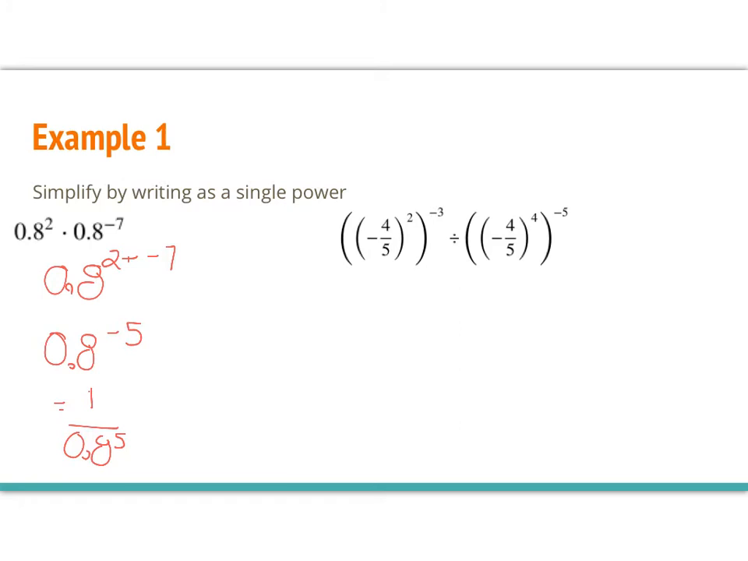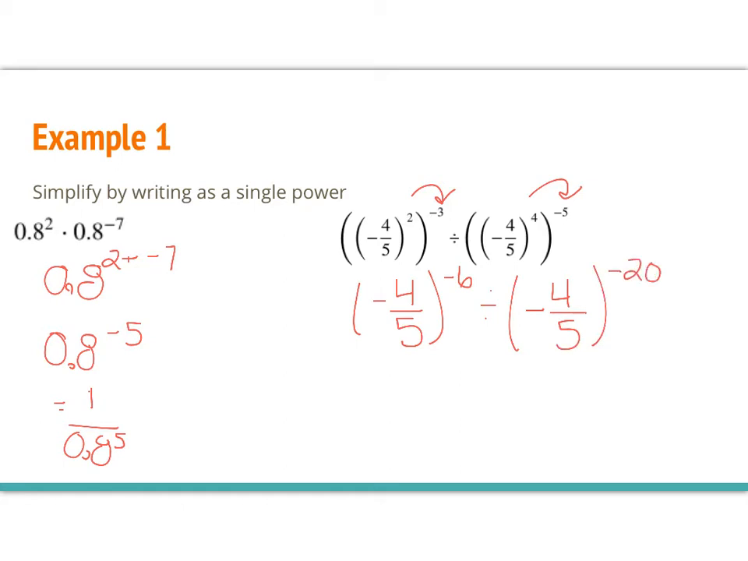Okay. All right, this one looks complex, but we can simplify. This is a power to a power. So we have negative 4 over 5 all squared, and then all of that is to the negative 3. So I'm going to multiply these two powers together in both cases. So I'm going to get negative 4 over 5 all to the power of negative 6, and that is divided by negative 4 over 5 all to the power of negative 20.